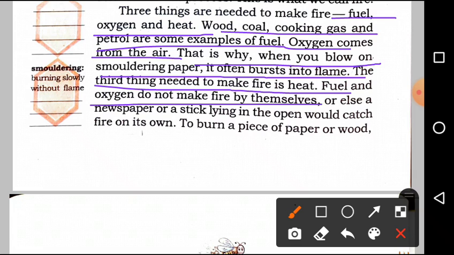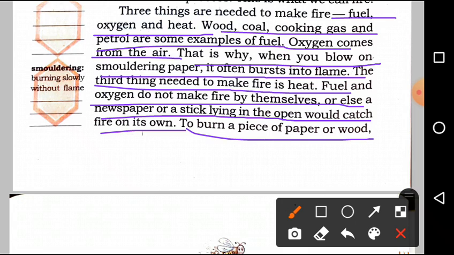Fuel and oxygen do not make fire by themselves, or else a newspaper or a stick lying in the open would catch fire on its own. If heat was not necessary for making fire, then everything left open, for example wood, logs, paper, dry grass, everything which can be burnt, would automatically start producing fire. But it doesn't happen because a certain amount of heat is required to start fire.